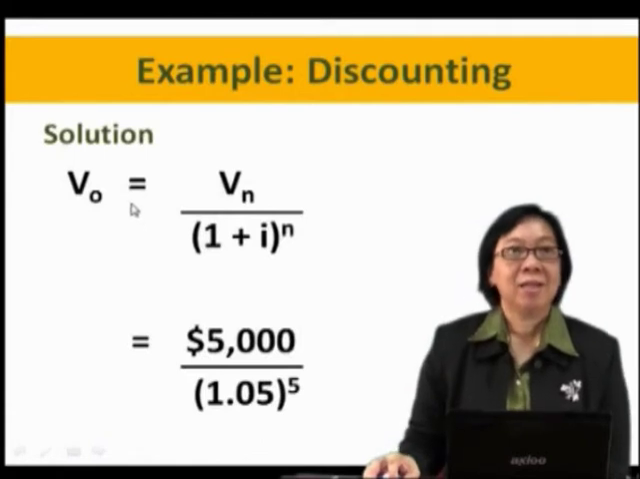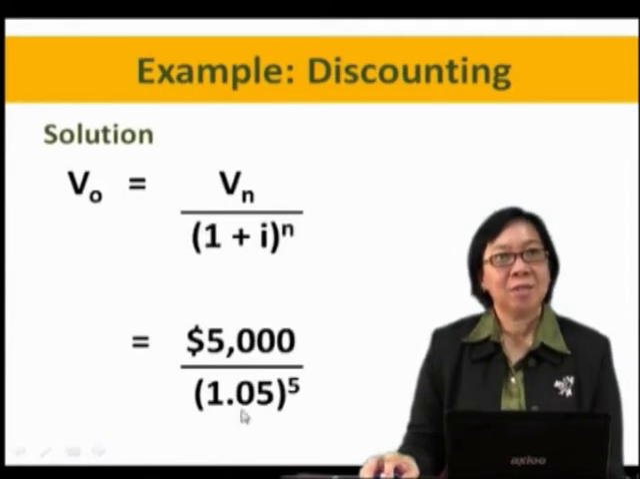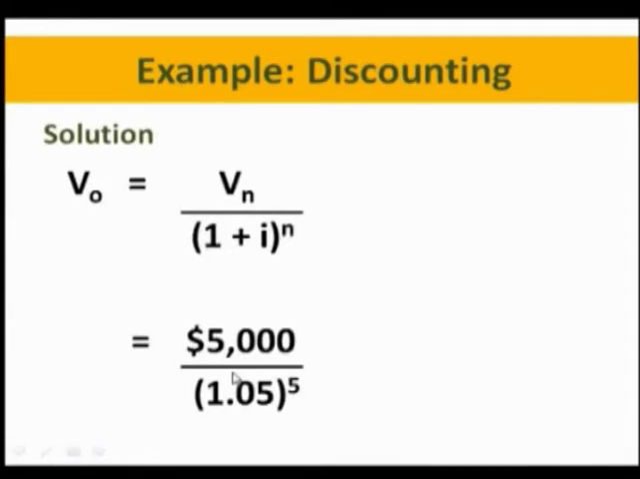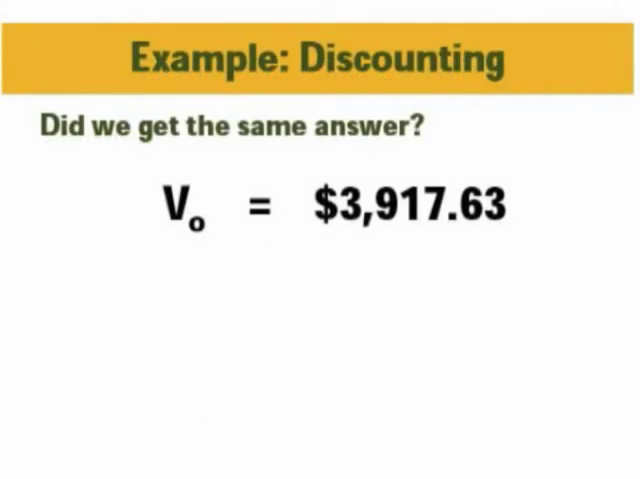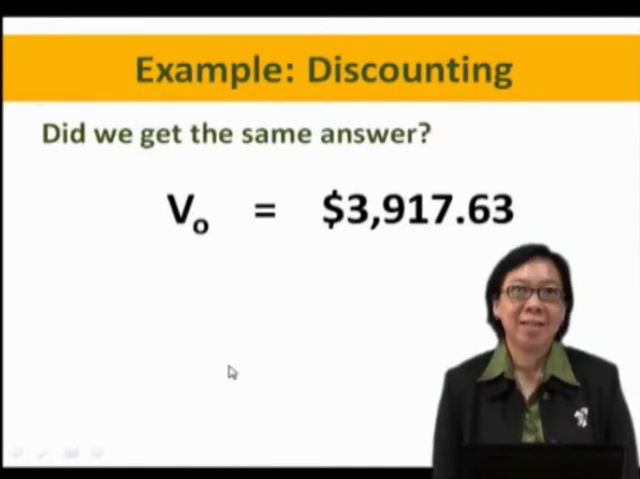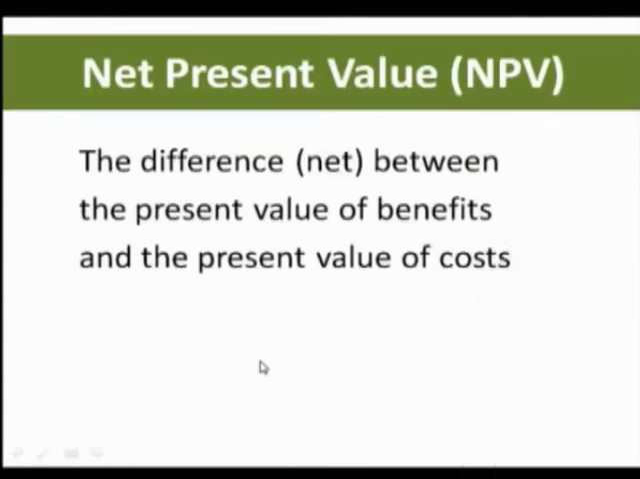Our solution would look like this. We start with the formula, VO is equal to VN over 1 plus I to the n. And substituting, we have $5,000 divided by 1.05 raised to the fifth. Please compute the answer now. The answer is $3,917.63. I hope we got the same answer. But if not, you can try to compute the answer again later. For now, let's proceed to net present value.